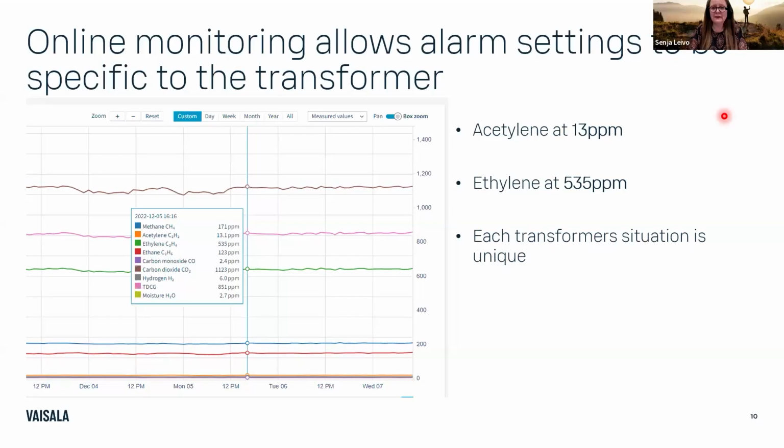I think adding to what Lee said, this ethylene here is a very good example. If considering the standards, the alarm or typical value level would be somewhere like 90 ppm, so we would be continuously above it. But again, when looking at this specific gas of this specific transformer, if it's stable, we could add like plus 20%, plus 25%, and start from there.